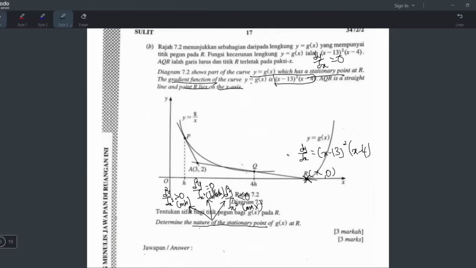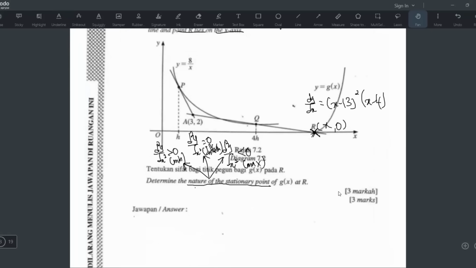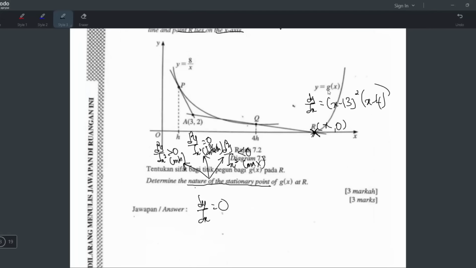Okay. But I think first we have to find out the point R. You don't even know the point R. So I told you how to find it, right? Just do dy/dx equals 0. And this is already the dy/dx, so you can just straight away take this equals 0.